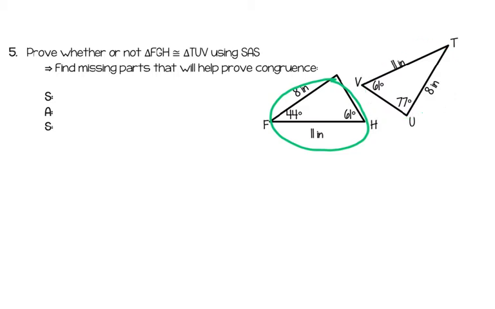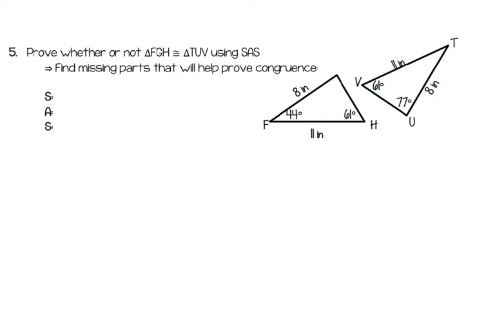Now, before you get too carried away, it's like, oh, this is 11 and this is 11 and this is 8 and this is 8 and this is 61 and that's 61. So yay, look at what it says. It's got a side, and is the angle included? No, it's not included. So that's not going to work. So you can't get too excited with that.